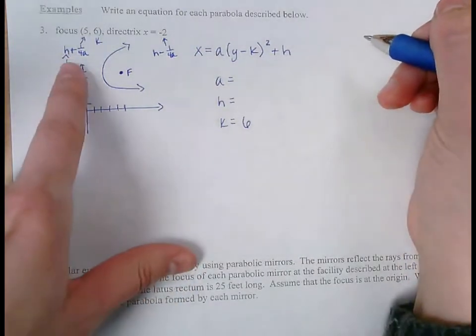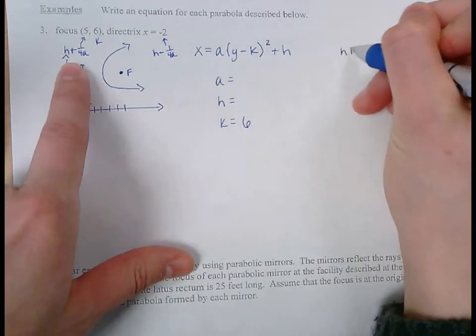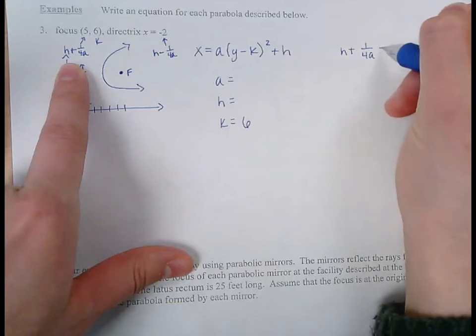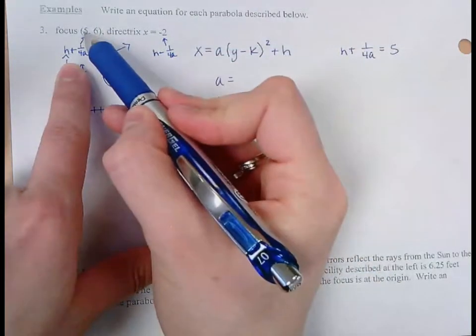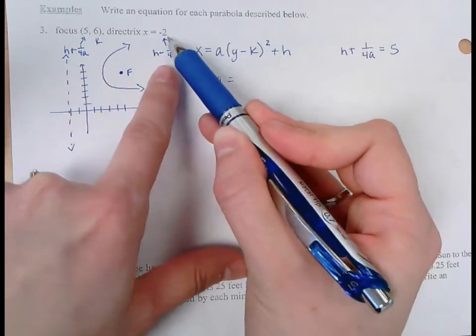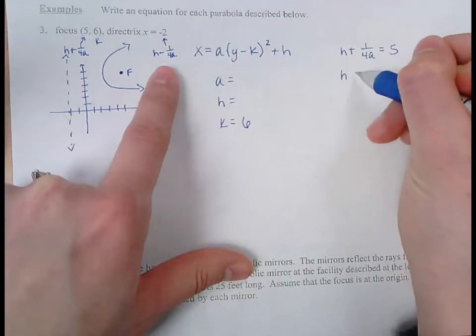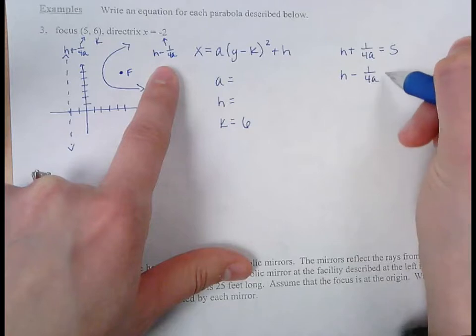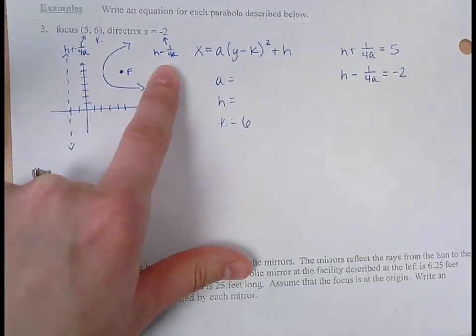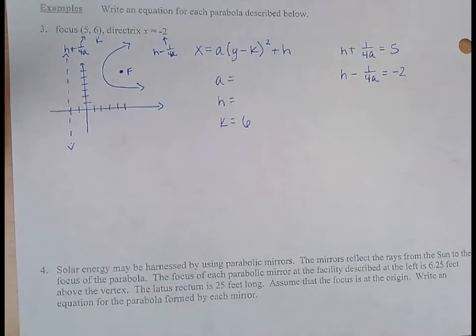So I would have h plus 1 over 4a is equal to 5, the x value of the vertex. And then for my directrix, I have h minus 1 over 4a equals -2. I wrote the two equations, one underneath the other one on purpose, because what you have here then is a system of equations with two variables that you need to solve for. Remember, systems of equations you can solve with substitution or elimination.